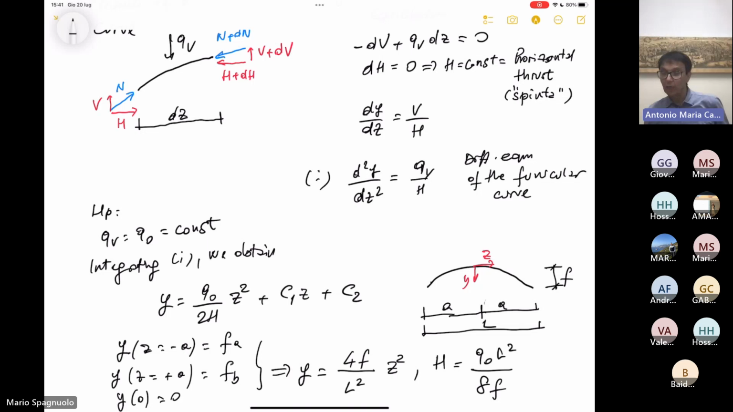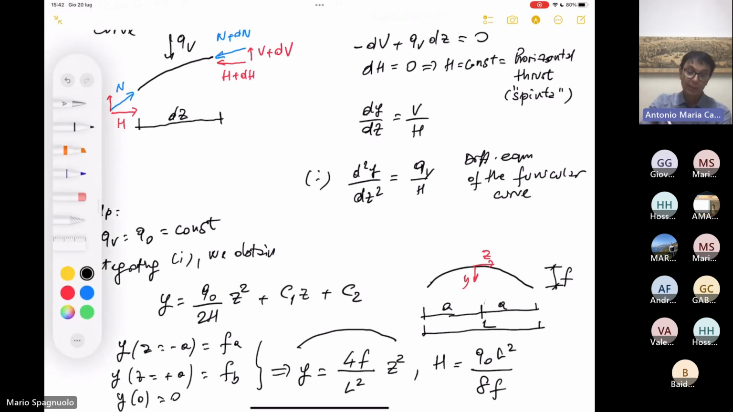But so, in the end, why do we use parabolic arches? We use parabolic arches because they have funicular shape for uniformly distributed vertical loads. But so this is a general result. So for a parabolic arch, in most cases, we assume this shape, where basically H and F are related by this second equation.